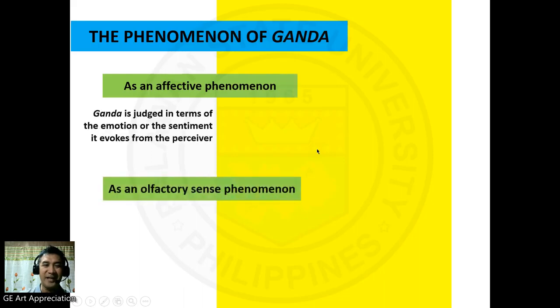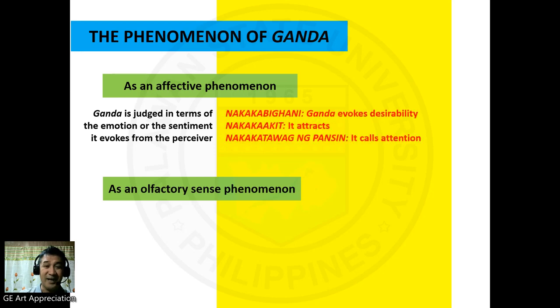Okay, the phenomenon of ganda as an affective phenomenon, ganda is judged in terms of the emotion or the sentiment it invokes from the perceiver. Nakakabighani, okay, nakakaakit, nakakatawag ng pansin. So, it invokes from the perceiver, kung ano yung kanyang sentiment na nakikita sa iyong kagandahan. Nakakabighani ka, no? Nakakaakit ka, so nakakatawag ng pansin.